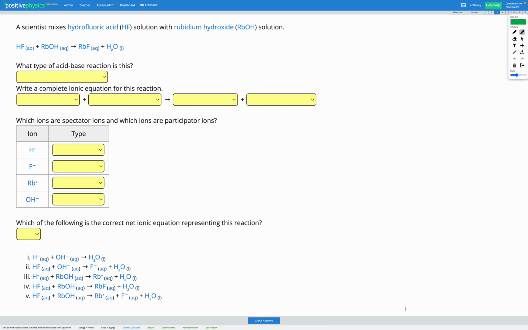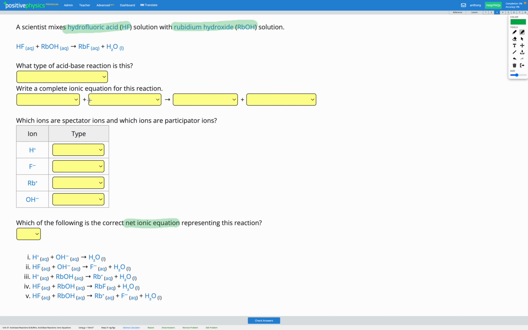In this question, we have a scientist mixing together hydrofluoric acid, HF, with rubidium hydroxide, RbOH, in solution. Our job is to figure out the net ionic equation representing this reaction. This is just like ionic equations you might have done before, but it's for an acid-base reaction.